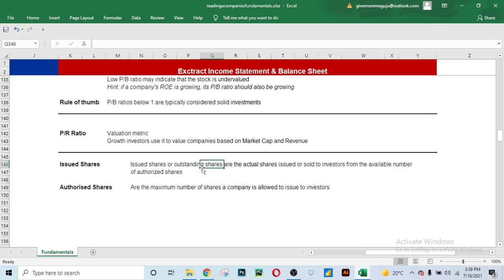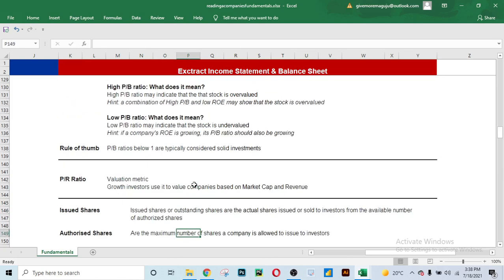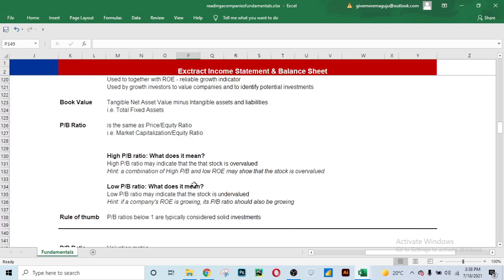Okay, so let's just look finally at issued shares. I think we've covered this, but it was just a recap in this tutorial. So issued shares or outstanding shares are the actual shares issued or sold to investors from the available number of authorized shares. Authorized shares are the maximum number of shares a company is allowed to issue to investors. Okay, so guys, I think now you have an idea of what this is all about.